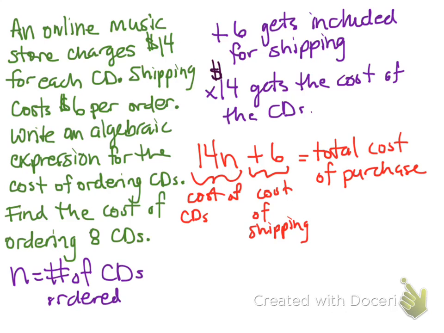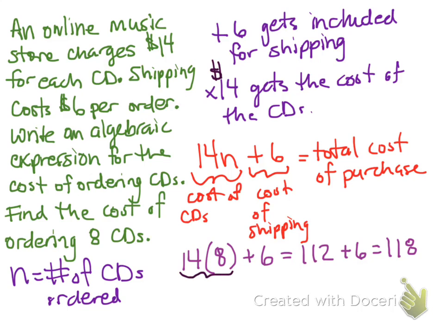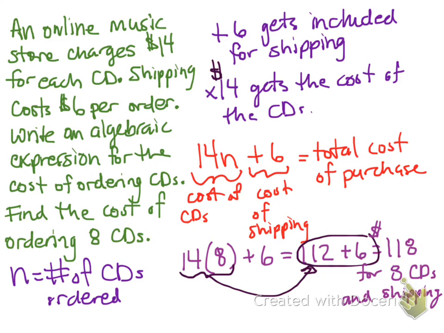So then they want to know how much it's going to cost if I buy 8 CDs. Well, that's 14 times 8 plus 6, because again, the 14 times the n is the cost of the CDs plus the $6 shipping. And that's going to equal $112 just for the CDs. Because when I do the order of operations, I have to do the multiplication first, and then the addition. So if I buy 8 CDs and have them shipped, it's going to be $118 in total.